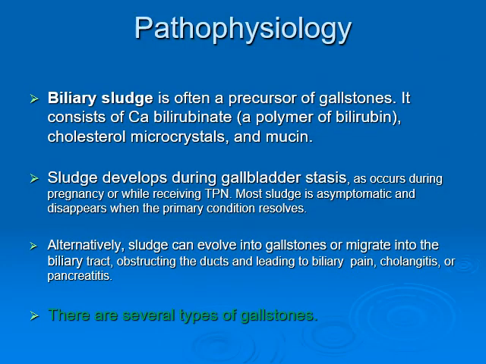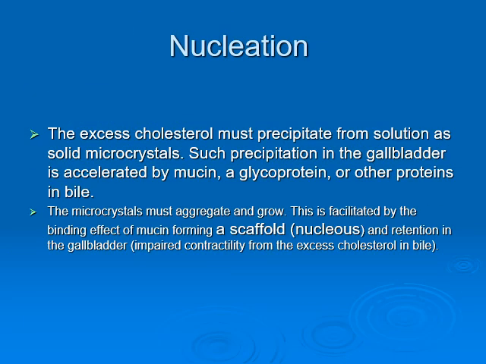About nucleation, the excess cholesterol must precipitate from solution as solid microcrystals. Such precipitation in the gallbladder is accelerated by mucin, a glycoprotein, or other proteins in bile. The microcrystal must aggregate and grow. This is facilitated by the binding effect of mucin forming scaffold and retention in the gallbladder from actually impaired contractility or from excess cholesterol in the bile.